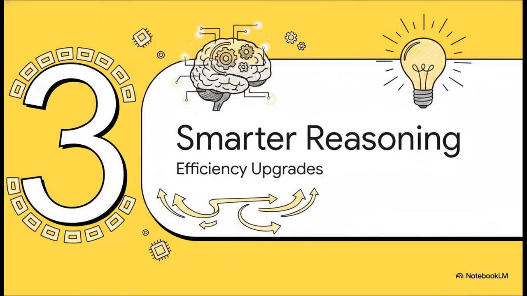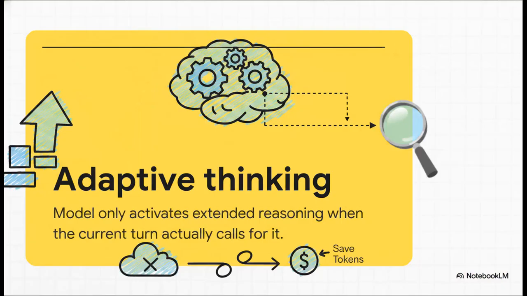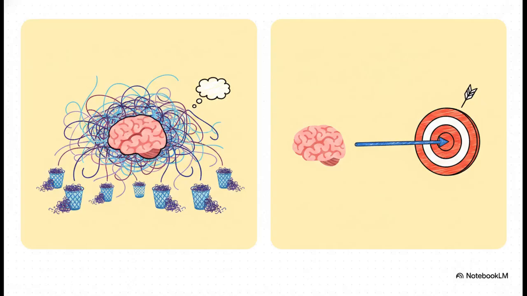Section 3. Smarter reasoning. Efficiency upgrades. Let's transition from raw power to, well, smart power, right? Because how the model optimizes its compute is just as impressive as its size. Opus 4.8 introduces something called adaptive thinking. And what's really interesting here is how it completely changes the game for efficiency. It's basically a process where the model dynamically decides to activate its extended reasoning only when the current conversational turn actually requires it. It stops wasting compute, which means you get way fewer unnecessary thinking tokens chewed up when you're just asking simpler questions.